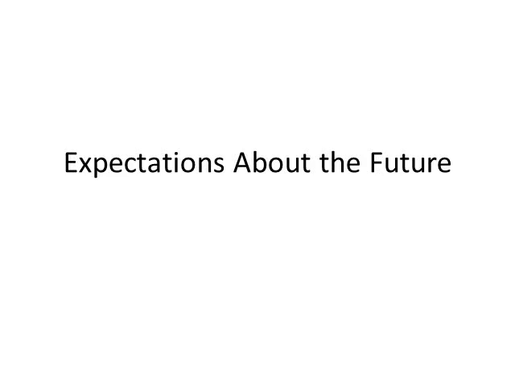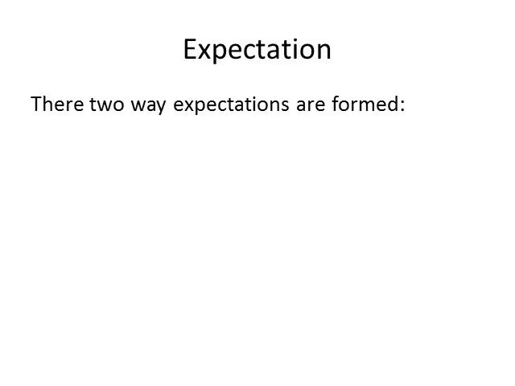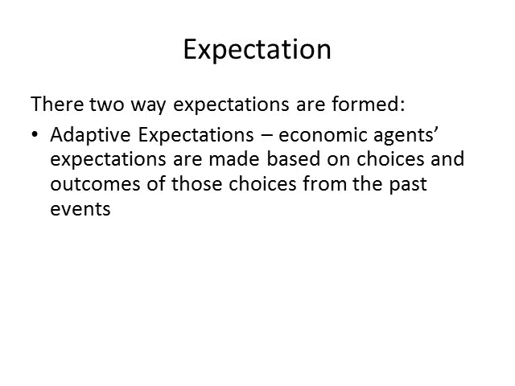Let's take a minute to look at two theories about how individuals form their expectations about the future and what policies the Federal Reserve and government spending policies should be. Expectations are formed in two ways. They are either adaptive expectations, in which the economic agent's expectations are made on the basis of past choices and outcomes of those choices from the past. So, for example, people eventually learn that when the Federal Reserve increases the money supply by 10%, all prices go up by 10%.